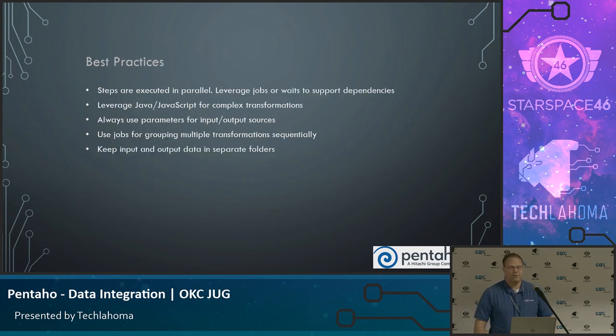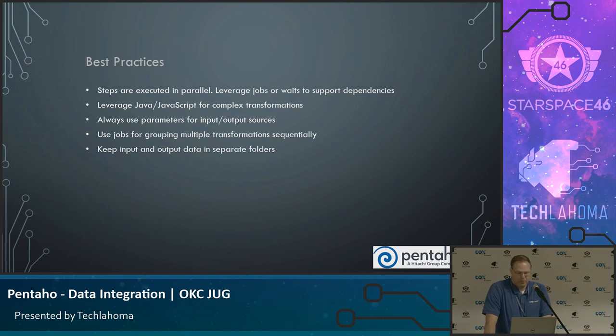So some of the best practices for working with Pentaho. Steps are executed in parallel. So be sure to leverage jobs or the wait steps to support dependencies that you have from one transformation to another or from one step to another within a transformation. It's good to leverage the Java and the JavaScript steps for complex transformations. If there's one of the other step widgets that you could use, it's probably better to use those. Those have been more tuned than doing straight JavaScript or Java, because those have to be compiled in line before they can be run. So it does add a little bit of time to your transformation.